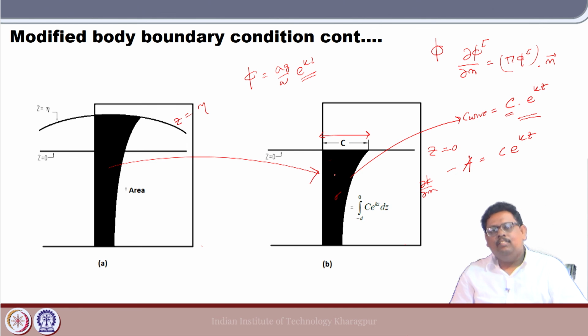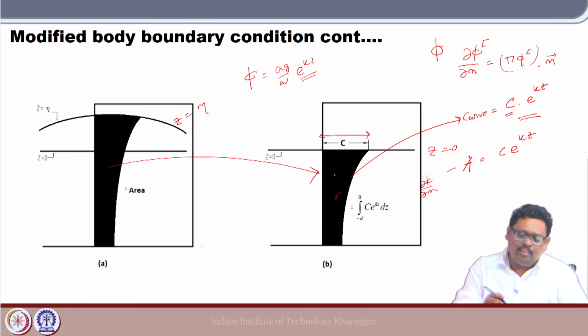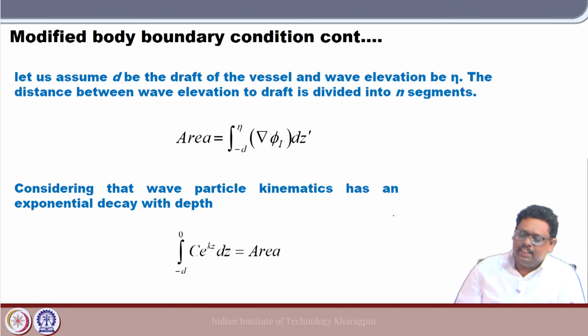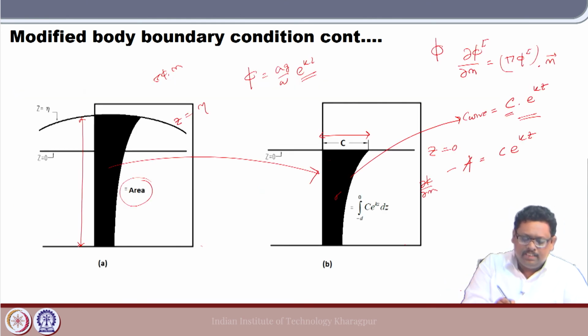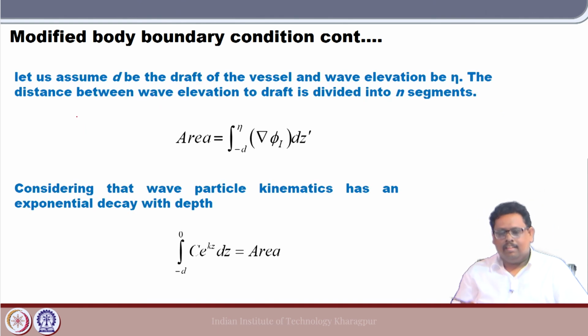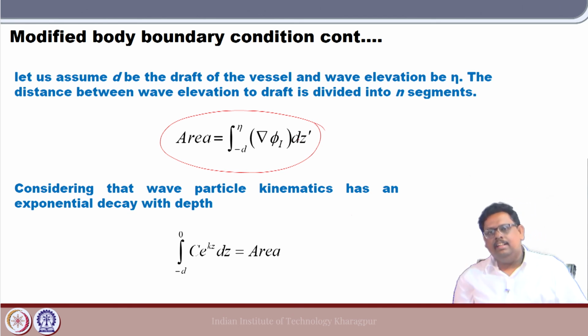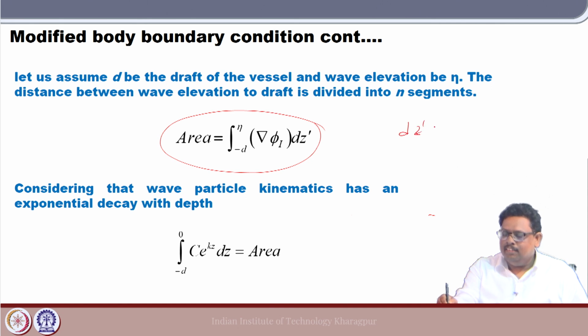Now, to do that, what we are going to do is equate the area. So, I calculate grad phi dot n over this length, I integrate from here to here. So, I get this area and then I equate this area with this. So, initially from minus d to eta, which is the depth, minus d to eta, we integrate this value grad phi dot n. So, in this dz dash it is basically grad phi dot n, so dz dash is nothing but n dot dz. Anyway, we are getting this area and I am equating this area with this graph.